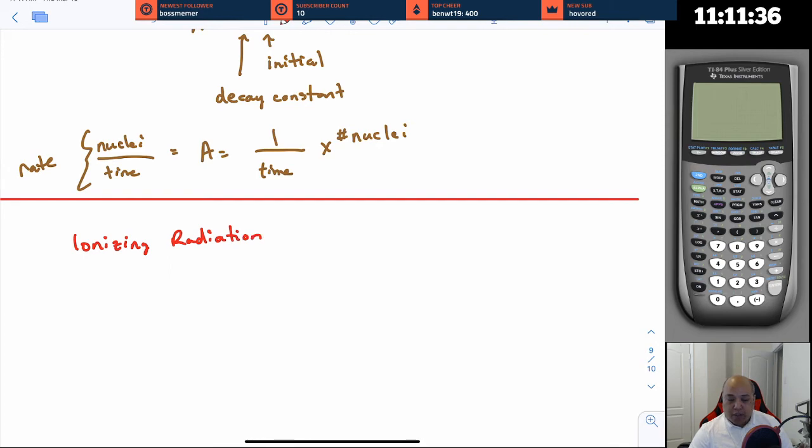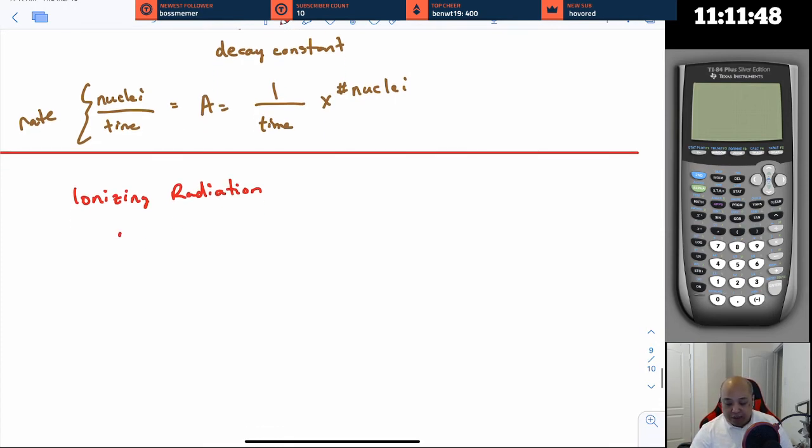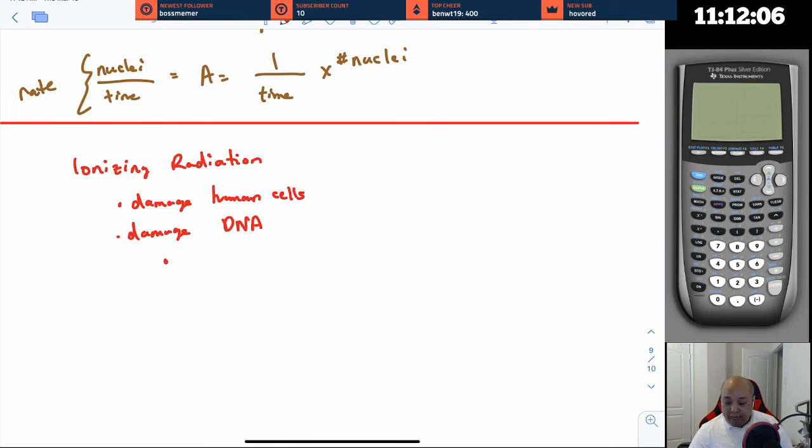Now, in SL, we talked about how radiation could negatively affect human health and things like that, but we didn't talk specifically about it. And so what we want to talk about here is that ionizing radiation can damage human cells and damage DNA. Okay. So the DNA effect can either damage directly, or it produces free radicals, which then damage the DNA.